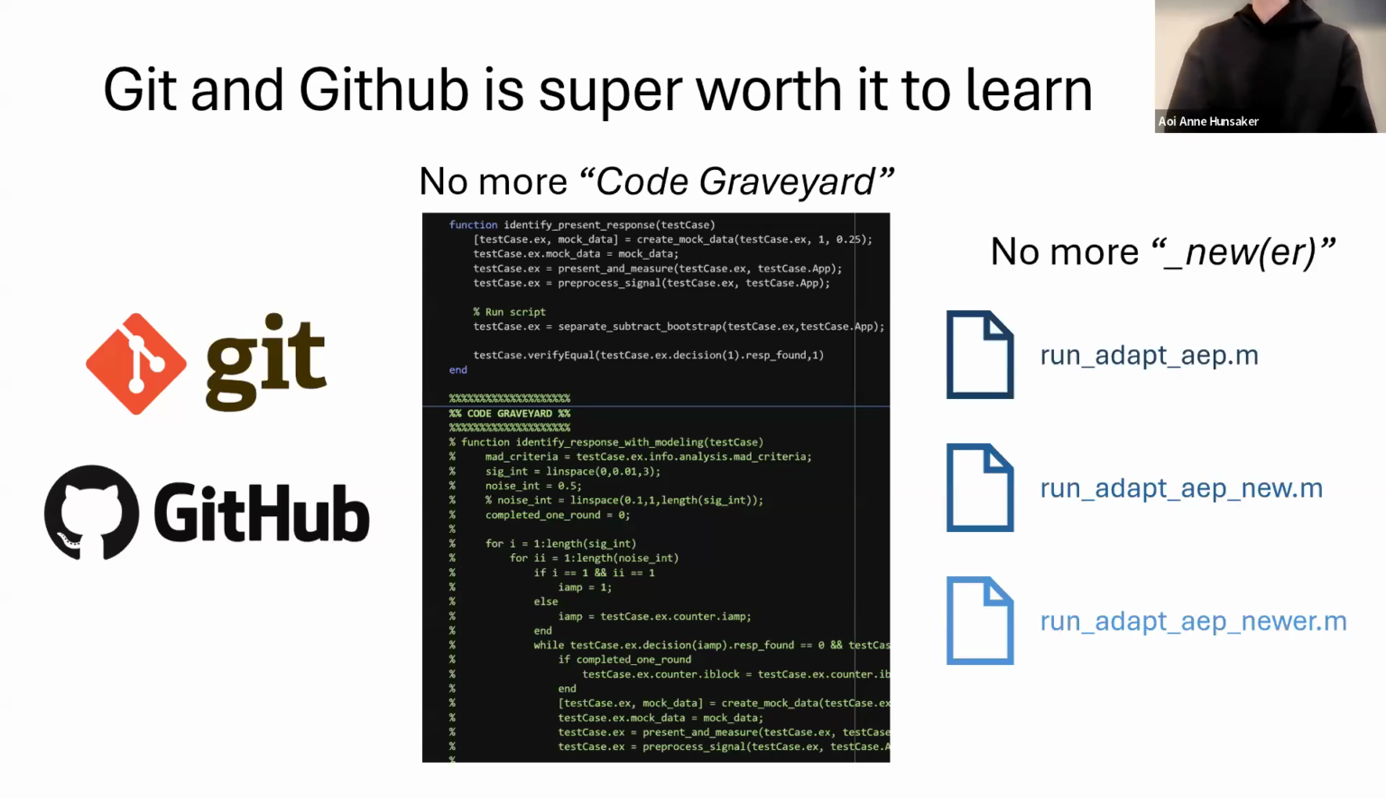So my code is just super messy. And then also when I change a version of my script, I don't use underscore new, underscore newer, underscore even newer anymore. So I really recommend it, it's worth the pain of learning how to use these tools.